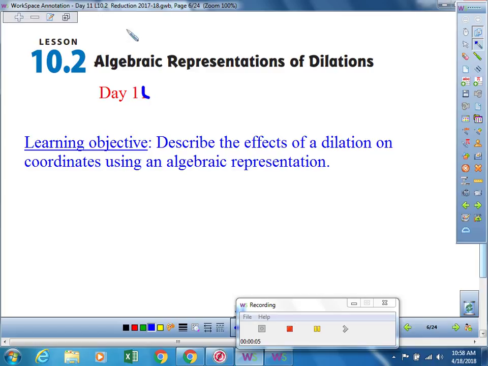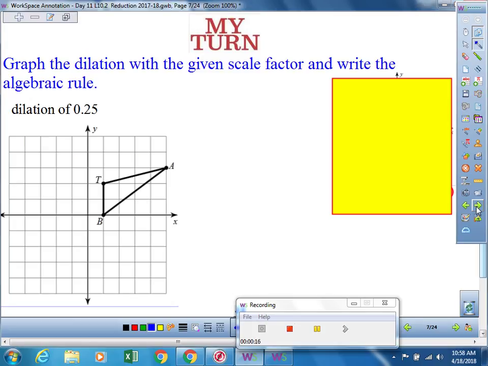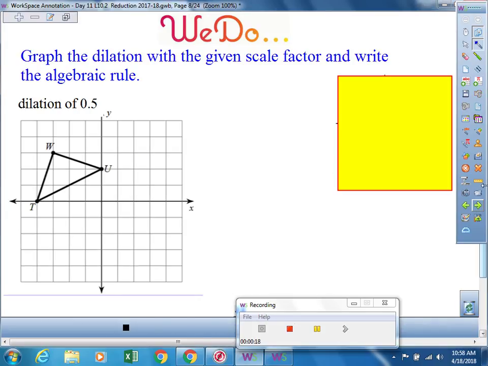Day, is it day 11? Day 11. And we're going to look at reductions. You have this one on your note sheet? Write the rule: dilation of 0.5, 5/10.